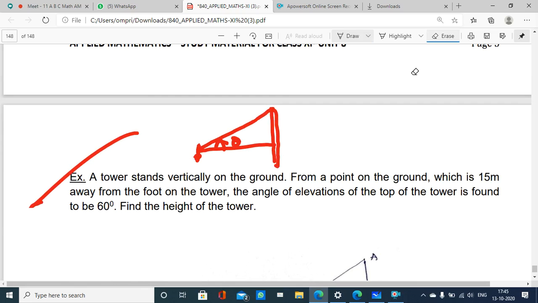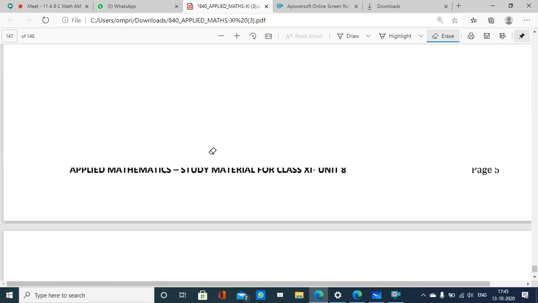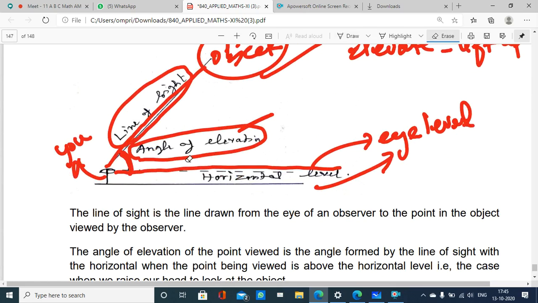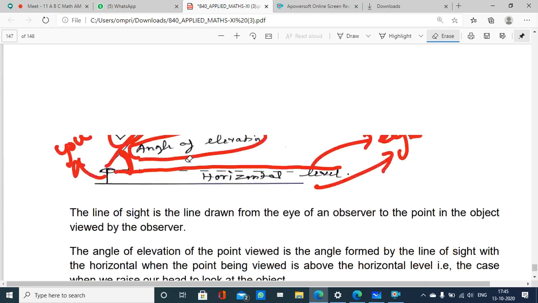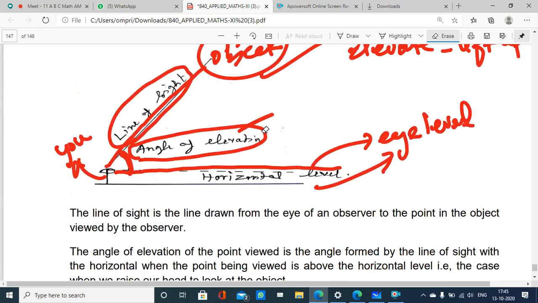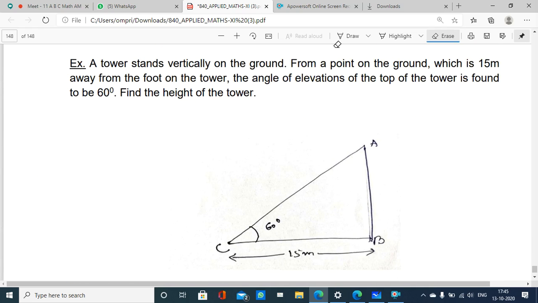Let's do a question on it. Do not forget these things. You have to draw the diagram in your notebook. These two diagrams you have to draw in your notebook, and no need to explain anything, no need to write these things. You just have to draw this diagram. The diagram is explanation enough.